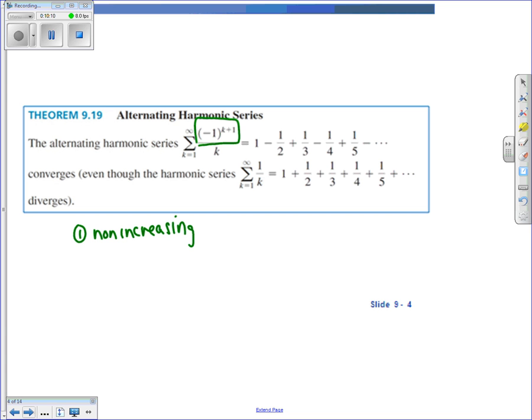So I need to look at the a sub k's. Don't worry about the negative sign. The a sub k's: a sub k plus 1 is less than or equal to a sub k.